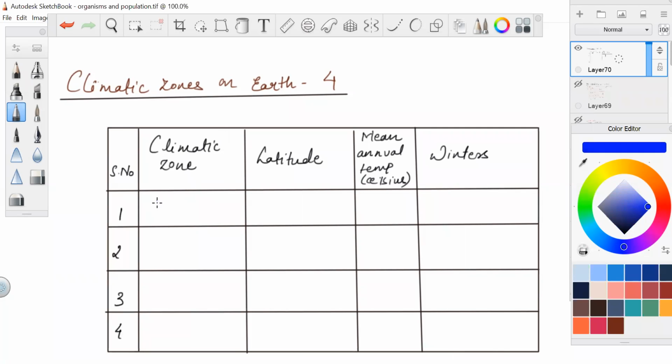So one climatic zone is tropical, subtropical, temperate, Arctic and Antarctic.